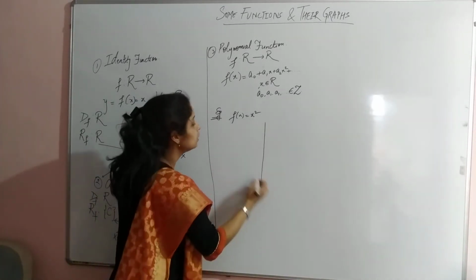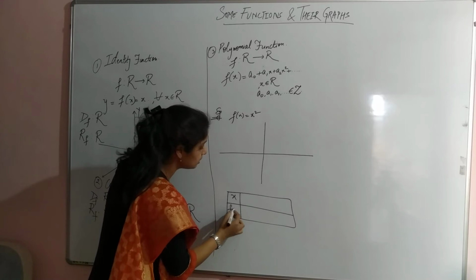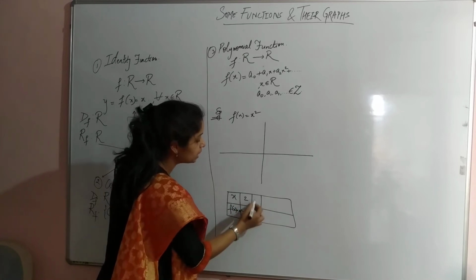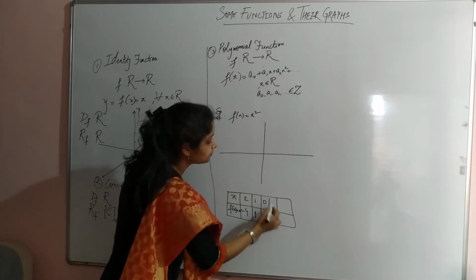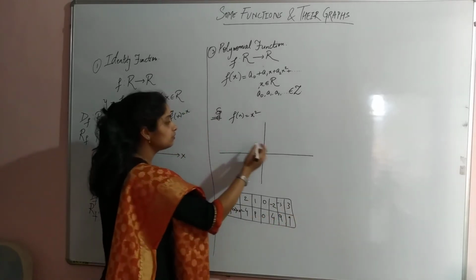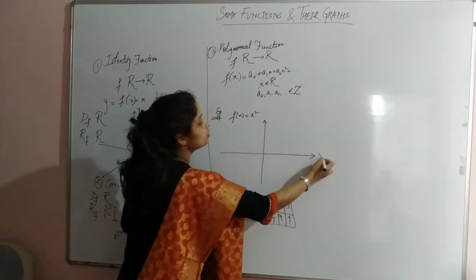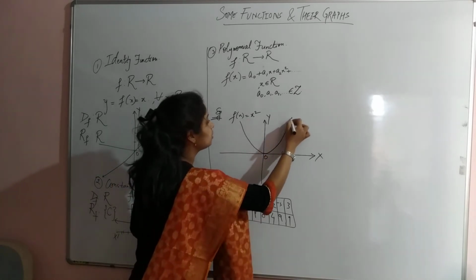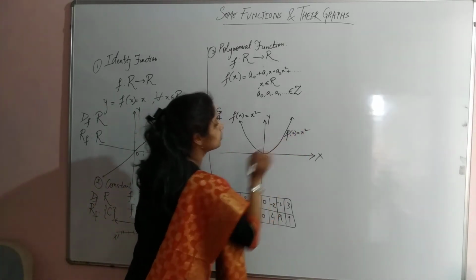Now how can we draw this graph? We can draw it using a table of x and f(x) = x². As we put 2, we get 4. As we put 1, we get 1 squared, that is again 1. For 0, we get 0. For -2, again 4. For -3, 9, and for 3, 9. In this way we get positive values of y for each value of x. With the x-axis, y-axis and origin, when we draw this, it looks like a parabola. So this is the graph of f(x) = x².